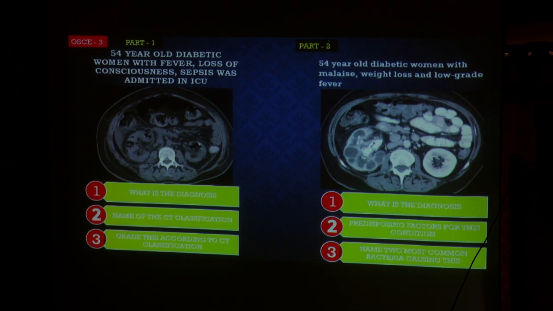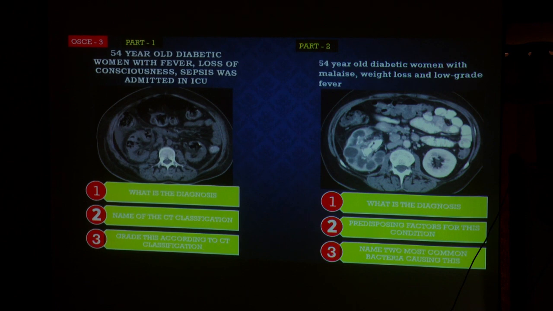So moving forward, now coming to renal infections. The first part is a case of a 54-year-old diabetic woman with fever and sepsis, who is admitted in the ICU. The first CT image is given. What is the diagnosis in this case? Yeah, excellent. This is emphysematous pyelonephritis. You are able to see the air pockets within both the renal parenchyma as well as the renal pelvis, and some inflammatory fat stranding as well as perirenal fascial thickening.